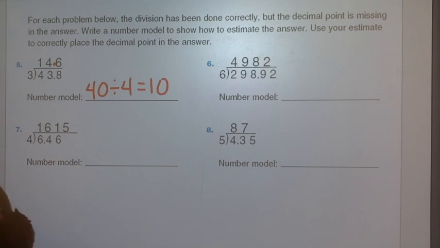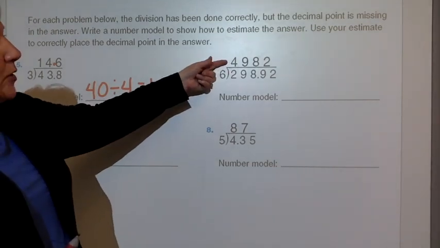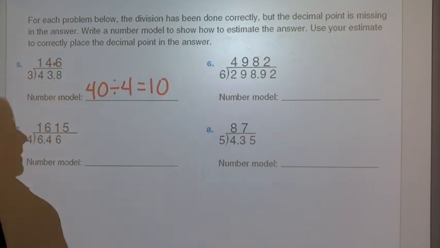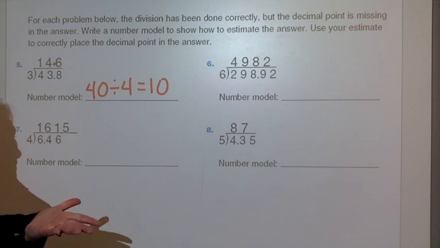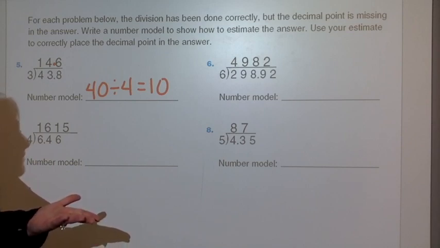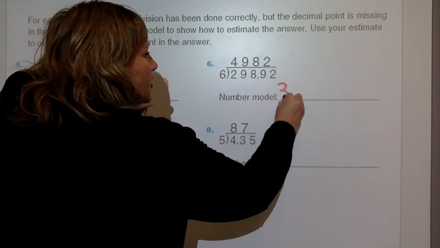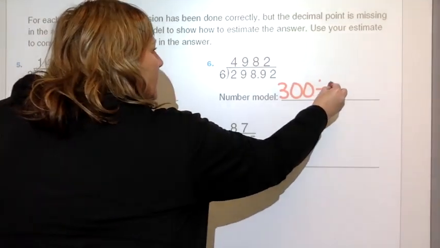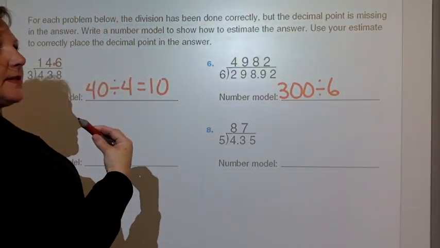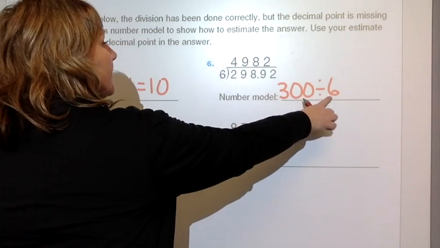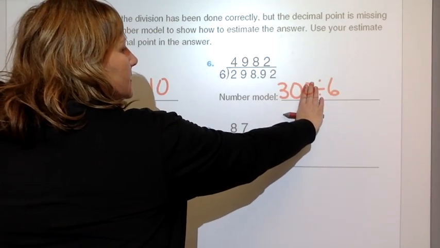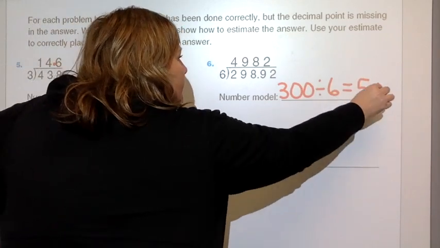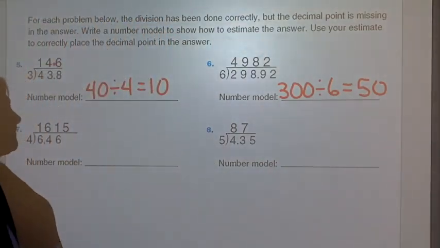Next one, number 6. Here's the actual correct answer, the correct quotient. Here's my problem right here. Let's round this. I know that 298.92 is really close to $300. So I like to use dollars in this because it's so easy. $300 divided by 6. Because I know a little bit about my facts, I know that 300 can be easily divided by 6. Watch this. Here's the basic fact. 30 divided by 6 is 5. Add that 0. Your answer is 50.